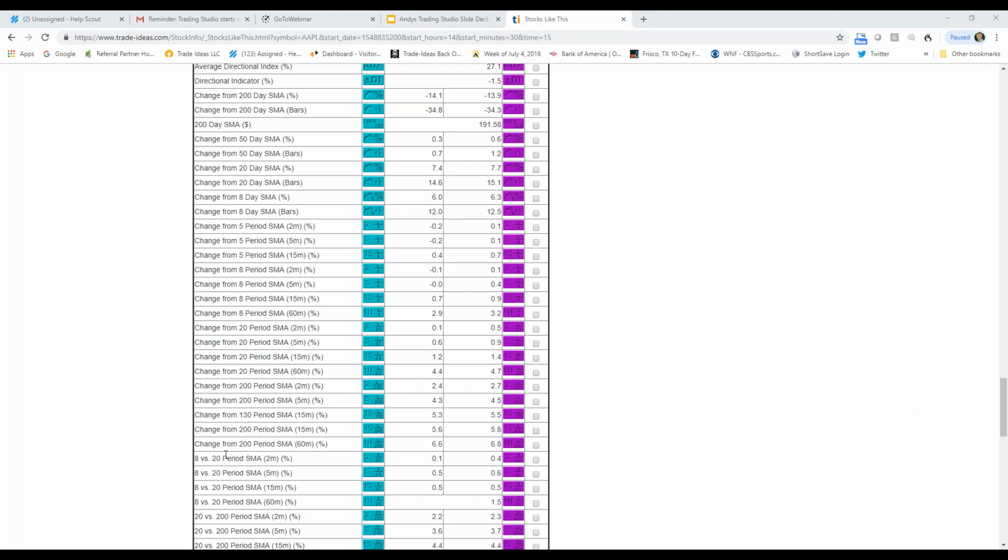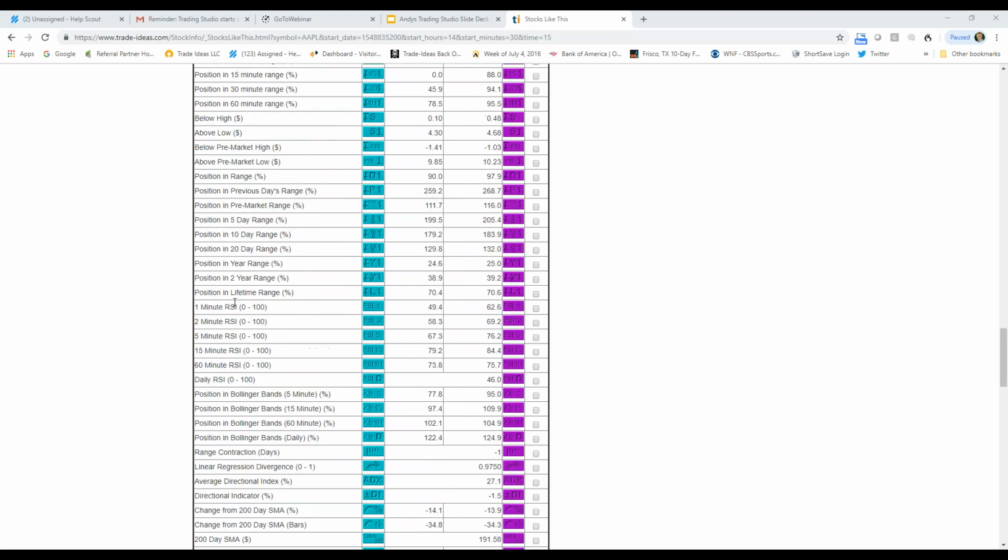All right, position in year range. Okay, I'm looking for, obviously, a pullback, so I wanted to see where Apple was in its position in its year range. So let's go into position in year range. You can see here it was right around 25. So it's in the lower 25% of its yearly range. That's good. Looking for opportunity.